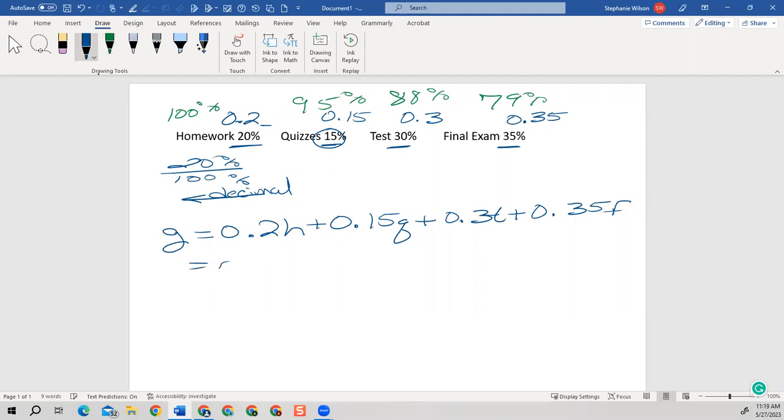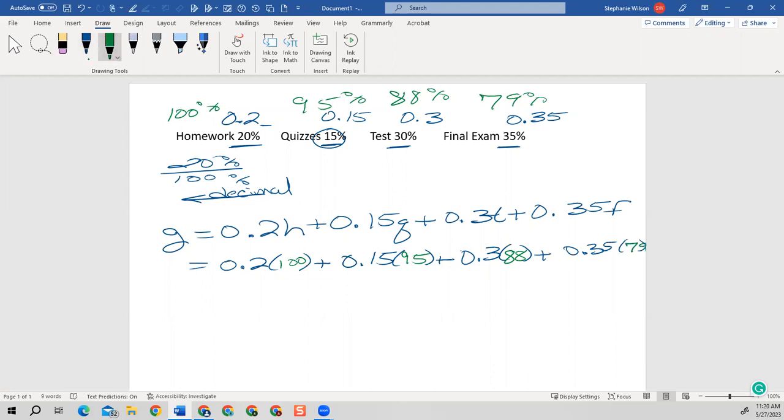I'm going to take this 0.2 and plug in for my homework a 100 plus 0.15 times my quiz, which was a 95, plus 0.3 times my test score, which was an 88, plus 0.35 times my final exam grade, which was a 79.